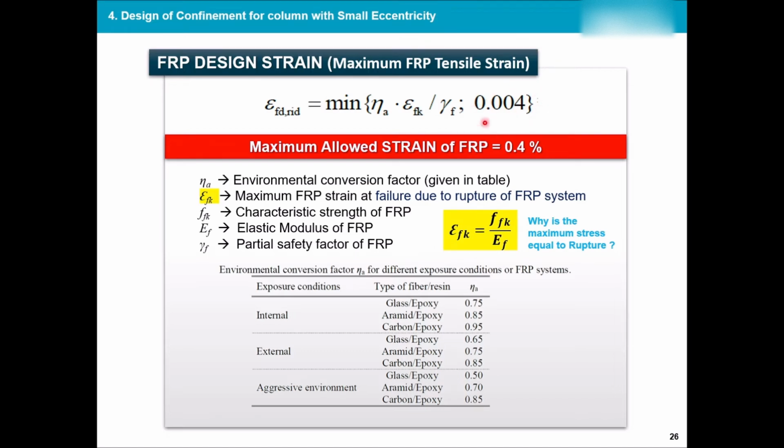So now the minimum of 0.4% or the environmental factor times the strain divided by a partial safety factor will give you the epsilon FD RID, which is the design strain. But the question is, why do you think this strain that we are dealing with is at failure due to rupture of the FRP system? It's very simple, because after the rupture of FRP, there won't be any tensile strains from the FRP, and due to that there won't be any resistance of ductility as well as no confinement. So all of the tensile resistance will now be done by the steel reinforcement around your column.